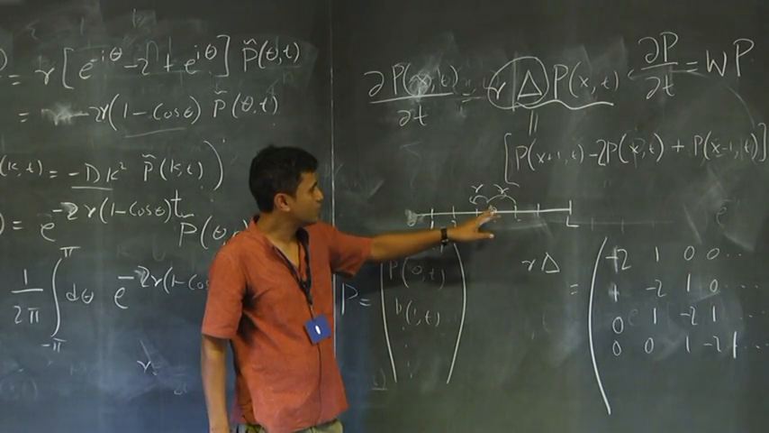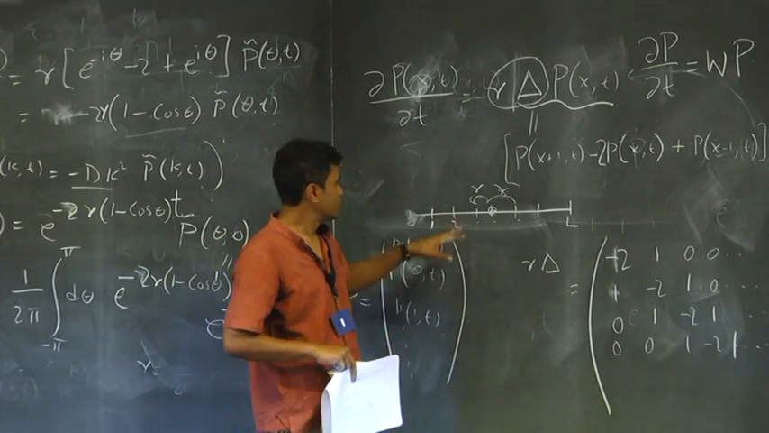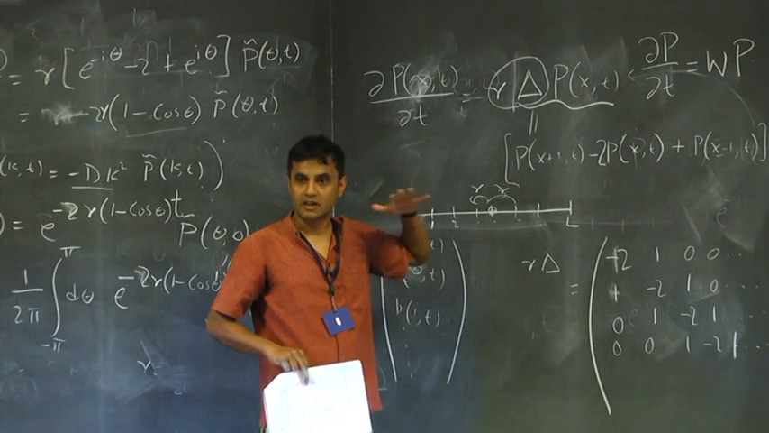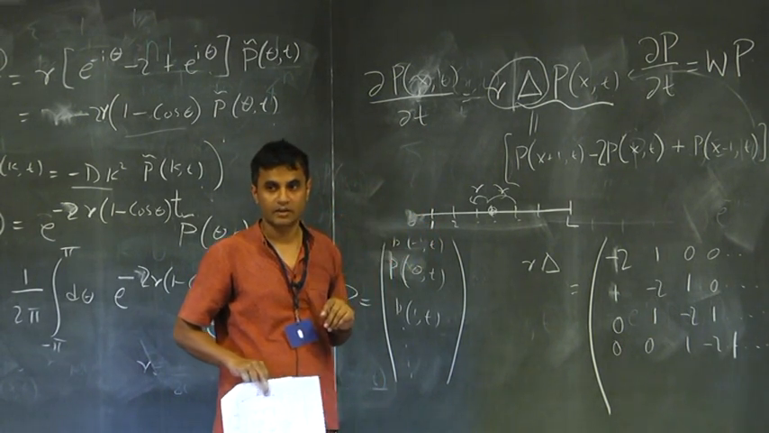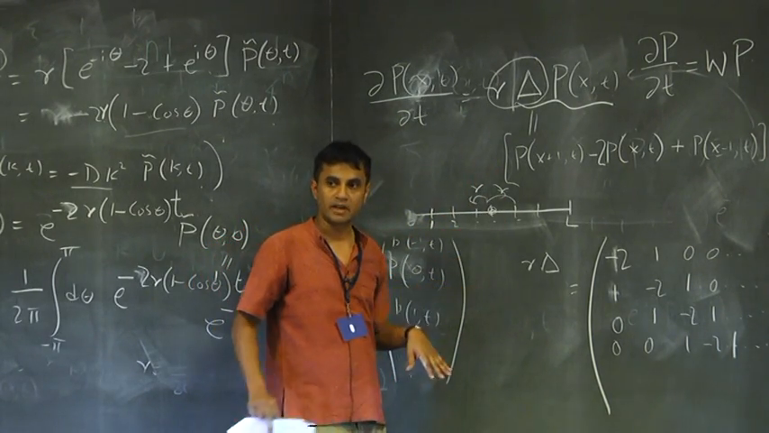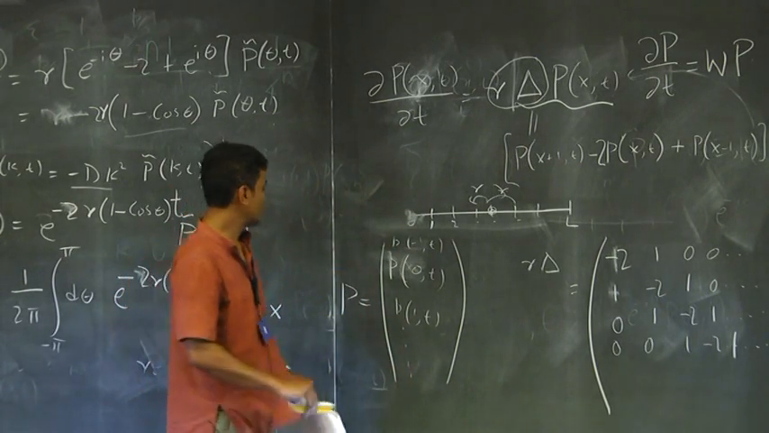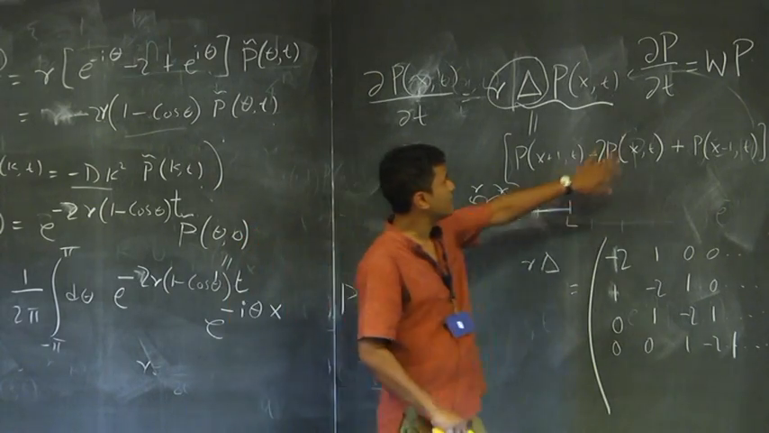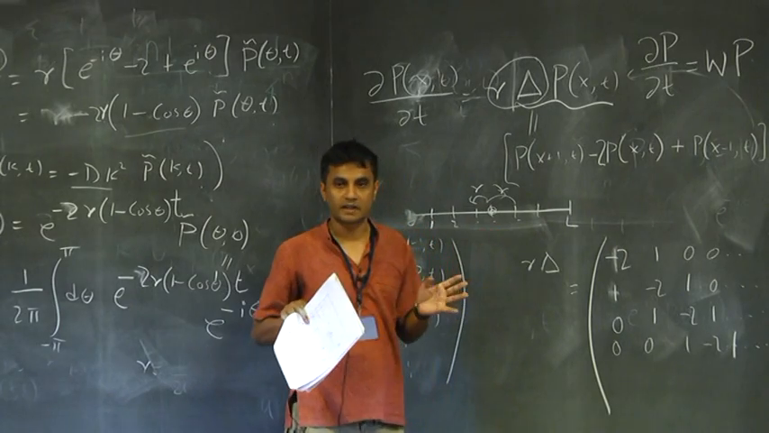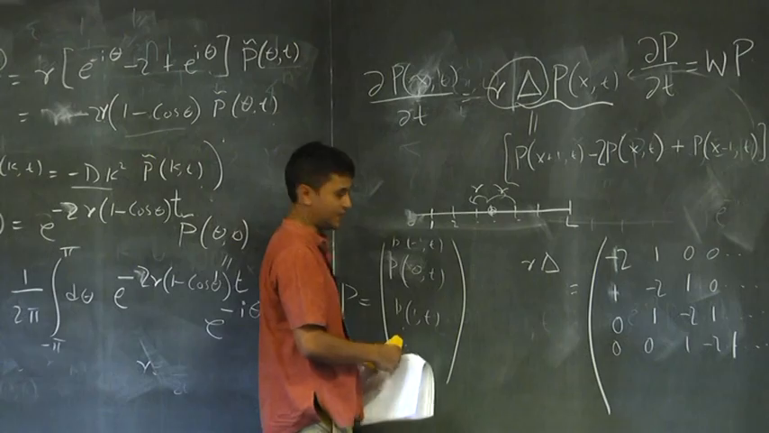And you want to know how the probability spreads with time. You know that finally the probability at each site should just be 1 by L. So it starts from a delta function at this site, and at long times it's just 1 by L at all sites. So how do you solve this equation? We still have this equation valid, but now P is a finite vector. It just gives you the probability of finding the particle at different sites.